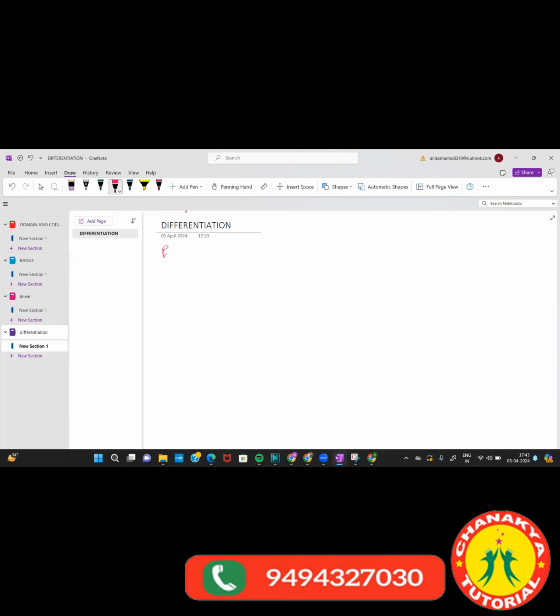So first is the product rule. What was the product rule? Suppose you are given y as a function of two functions. This is your first function, this is your second function. Then how will you find the differentiation? You will do the differentiation of the first function, then the second function as it is, plus the first function as it is, then do the differentiation of the second function, right?